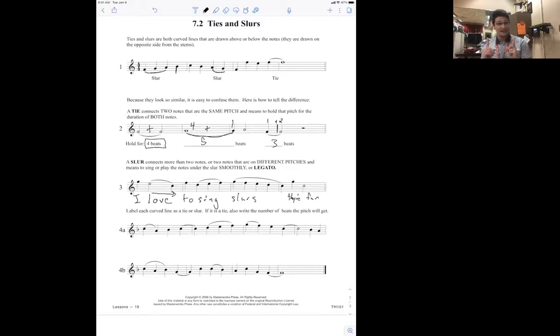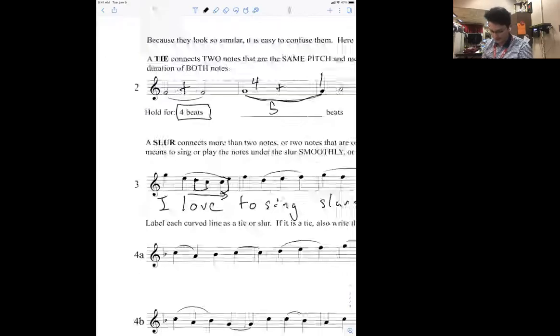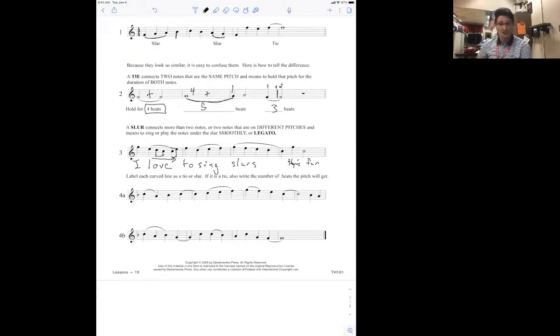So tie, same note. Slurs, different notes, but the important thing to know about a slur is that they can also do something like this. So if I were to go back up and this slur were to extend to there, that is also a slur, if I were to change that rhythmic value so it makes sense, because we're still combining multiple notes together. So a tie will not have multiple different pitches in it, but a slur does, okay?